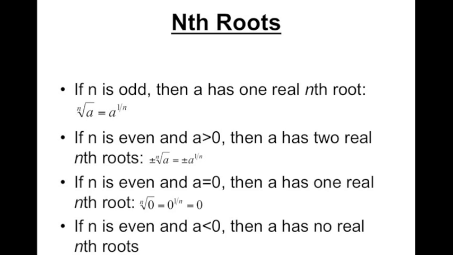So that's what this is saying: if we are taking an even root, like a square root, of a positive number, we get two answers. We get the plus and minus. If we're taking any type of root of 0, we're just going to get 0. And if we're taking an even root of a negative number, like a square root of a negative number, there's no real answers to that because that's where imaginaries come from.